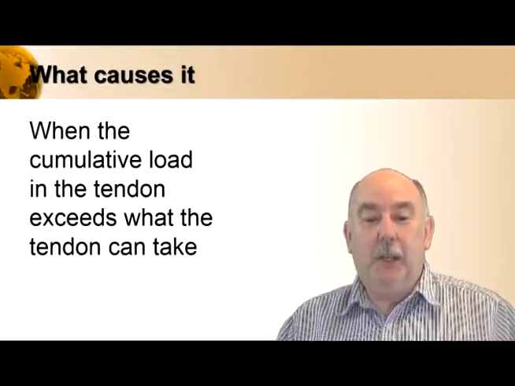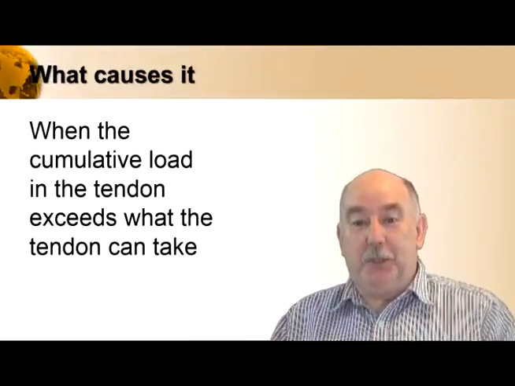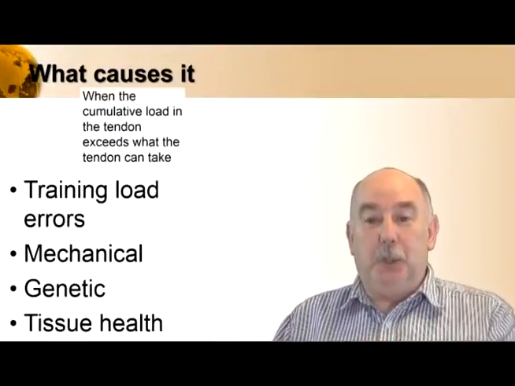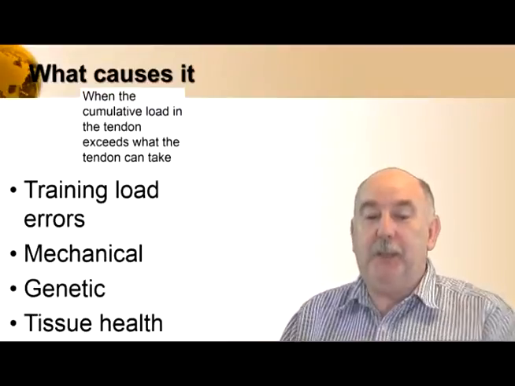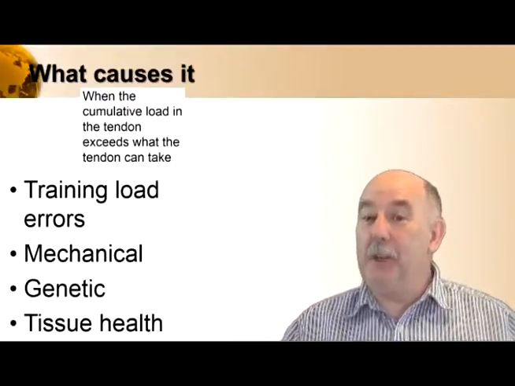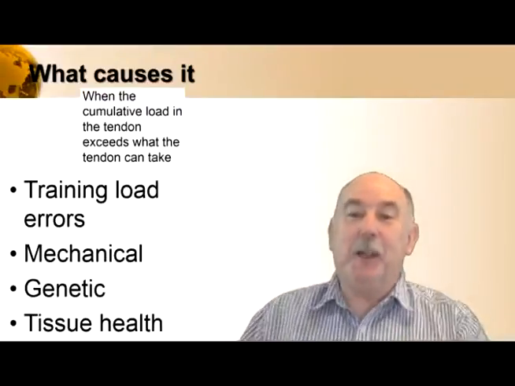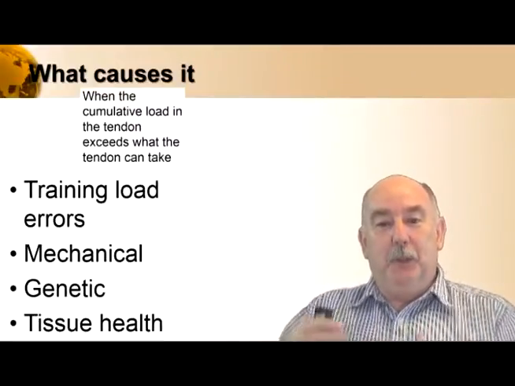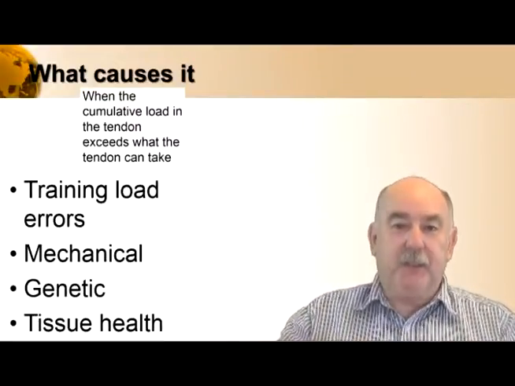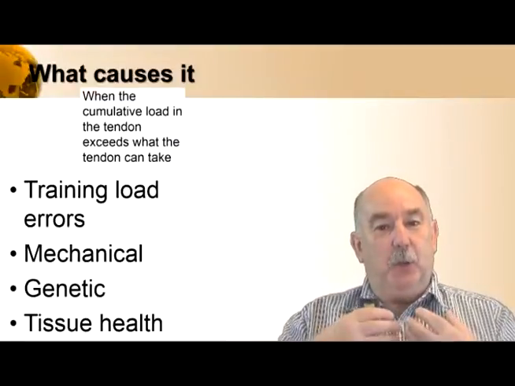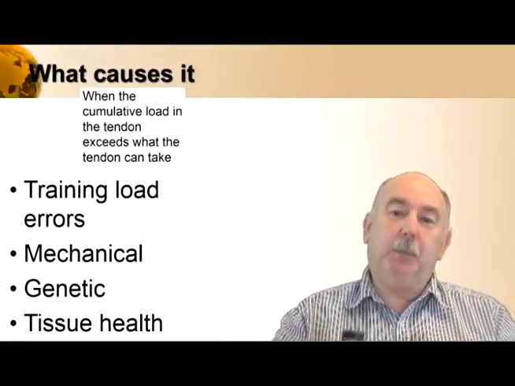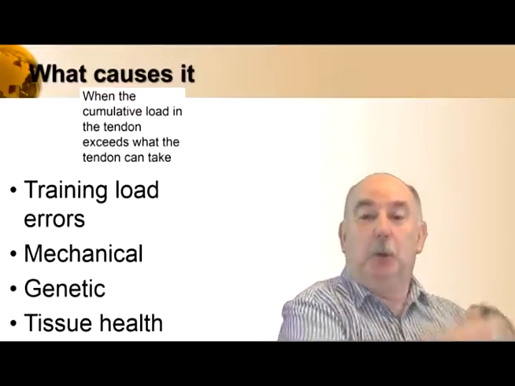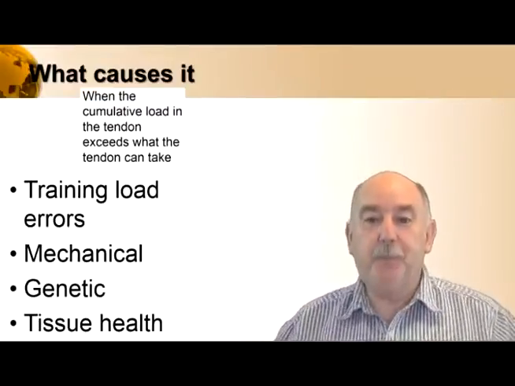So what causes an increase in that cumulative load beyond what the tendon can take? It's training load errors. They are good old-fashioned too much too soon. The tendon has not been given time to adapt to increasing distances, or the tendon wasn't given time to adapt to a change in the running technique or a new pair of running shoes or something like that.